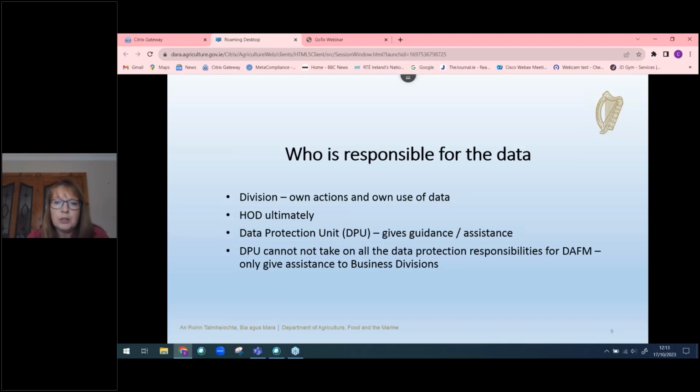The data protection unit can give guidance and assistance, and we're free to take any questions at any stage if you get them to us, but we cannot take on data protection responsibilities for the department because we don't have the data and it's not our data to make decisions on. So we will only be giving guidance to the business units, and they're the areas that make their own decisions.